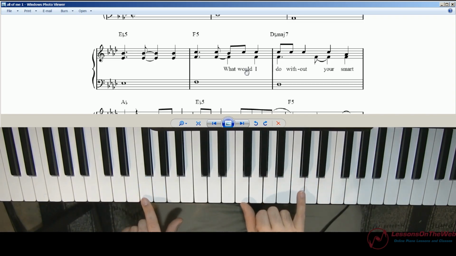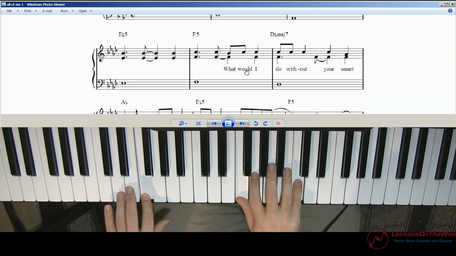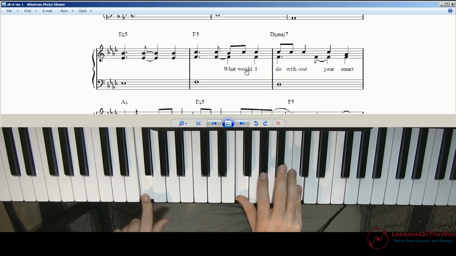What you're going to do in the beginning of that measure is play F with your left hand and then F and C with your right hand, just like we did in the beginning. So you're going to play that. You're going to play C again with your right hand, and now where the lyrics come in, those notes are B flat, C, and then on "I," you're going to hit F and C at the same time. So it goes, "What would I?"